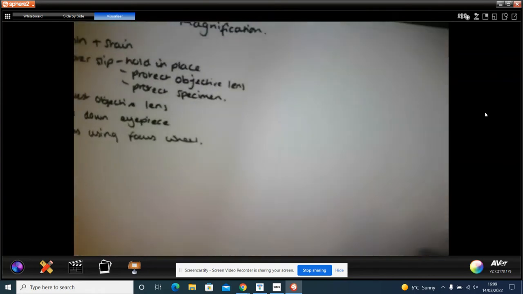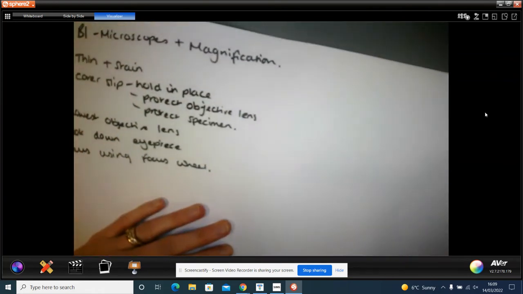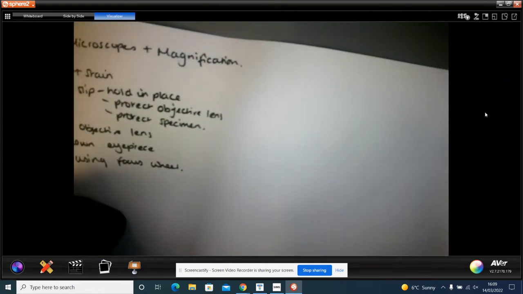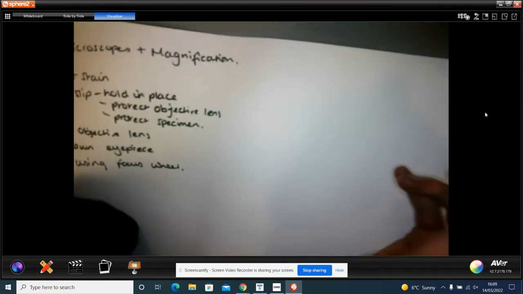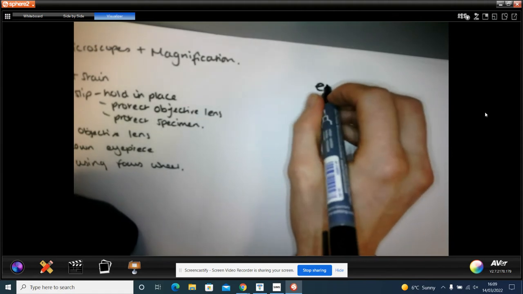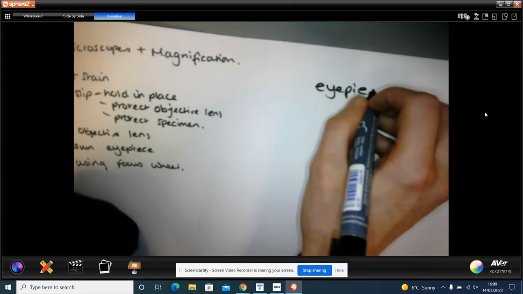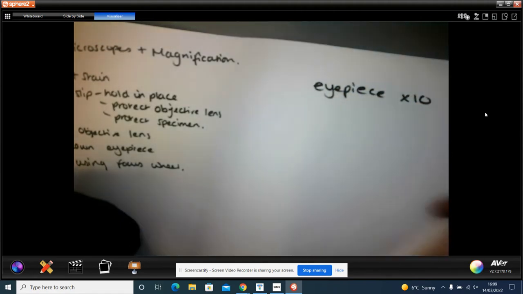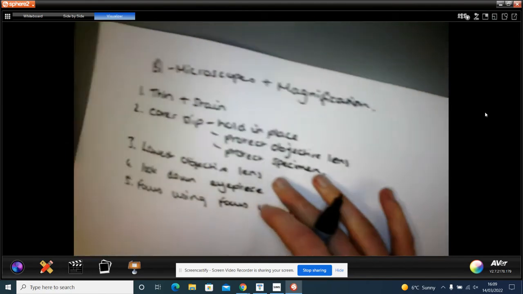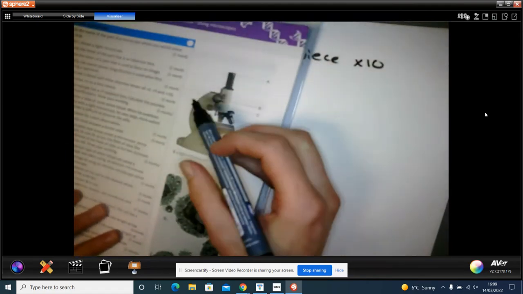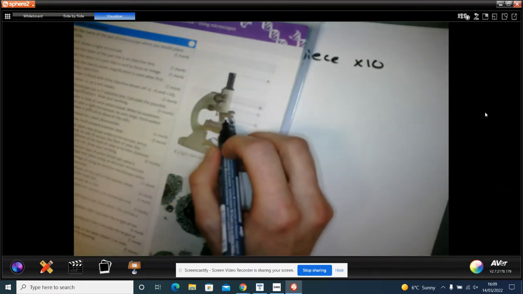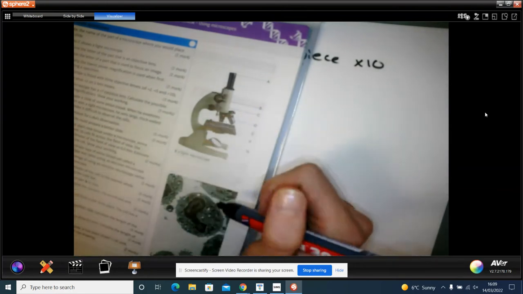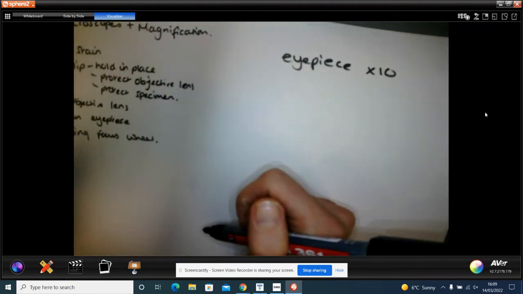Now, what I'm going to do is calculating magnification. There's actually 2 ways to do it. One, they can tell you the magnification of the eyepiece, the part that you look down. So let's say the eyepiece has a magnification of times 10, and then the objective lens here, let's say that has a magnification of times 40. Obviously, they can put any amount.